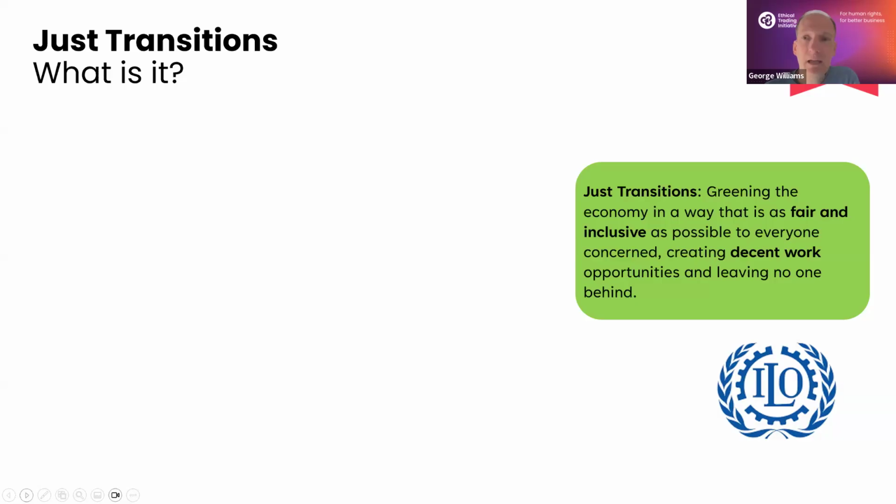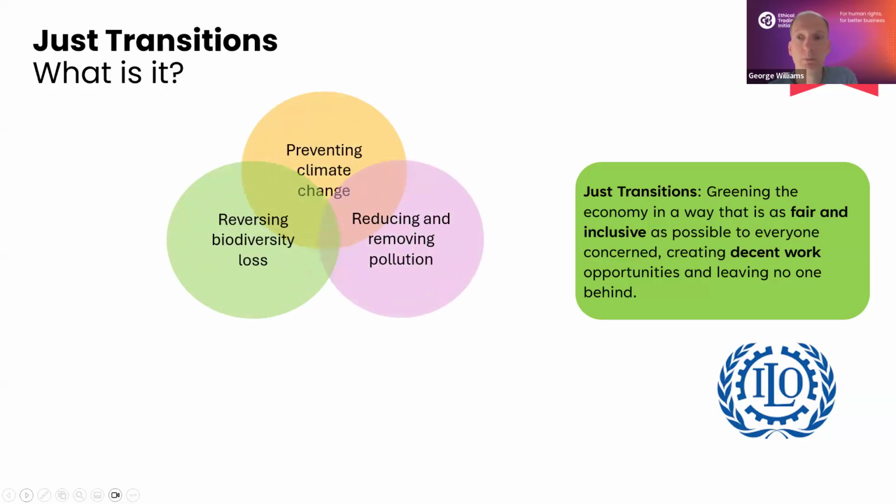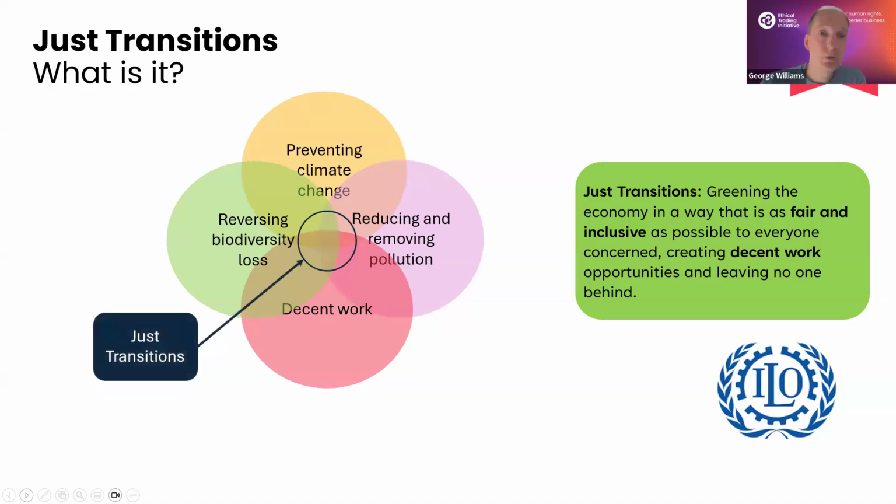If we layer this concept onto this notion of a triple planetary crisis, what we see is the overlay of decent work on top of these key priorities of preventing and minimizing climate change, reversing biodiversity loss, and reducing and removing pollution. And where we have the overlay of decent work with these three sets of priorities, that's really where we start to see just transition happen in practice. Of course, we can prevent climate change, reverse biodiversity loss, and reduce and remove pollution without providing decent work for workers. It's only when we do so that we have a just transition.